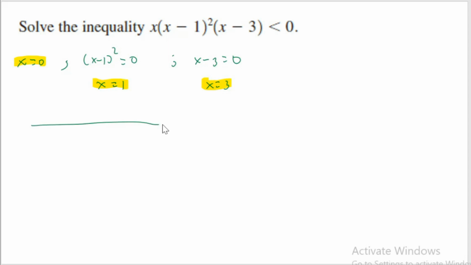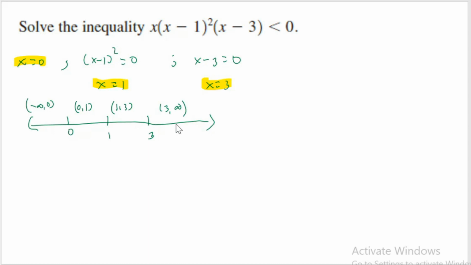So if you're going to find and write a real line, we can write here x is 0, this is for 1, and this is now 3. So the intervals now are from negative infinity to 0, and this one is from 0 to 1, and this interval is from 1 to 3, and the last one now is from 3 to positive infinity.